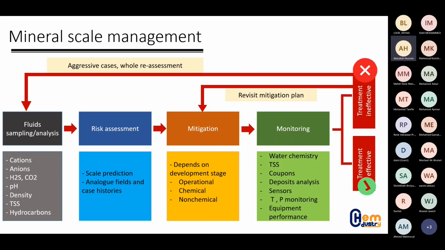So the holistic scale management strategy will be, first, we collect samples, water and hydrocarbons, and then we do risk assessment by doing scale prediction, and then include some case studies. Again, with scale prediction, you have to be really careful. If you can, involve geochemical models and reservoir simulation, especially if you're trying to do scale prediction in a production well or in a reservoir. That will be great. This will make your results really solid.